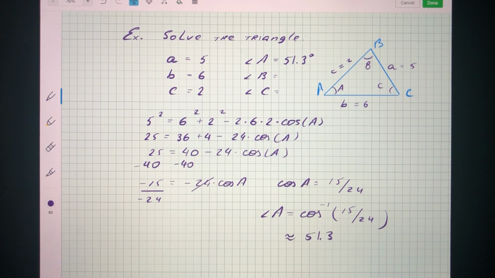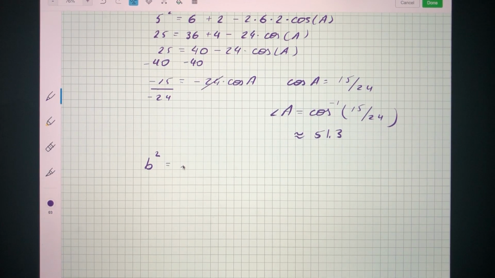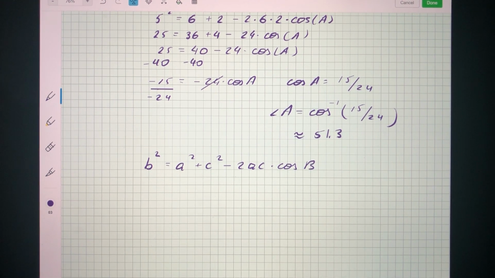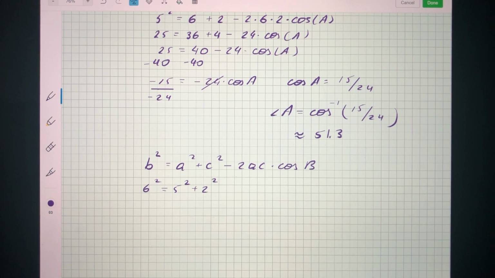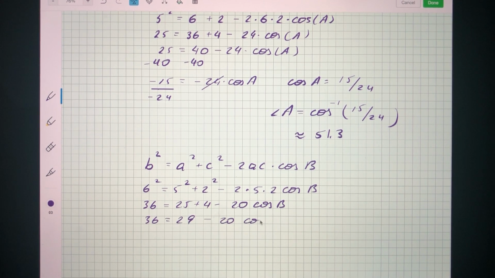So the law of cosines for the B is B squared is equal to A squared plus C squared minus 2AC times cosine of the B. The B is the 6, so we have 6 squared is A, which is 5 squared, plus C squared, minus 2 times 5 times 2 cosine B. So 6 squared is 36, is 25 plus 4 minus 2 times 5, that's 10, double is 20 cosine B. So once again, 36, we can combine 25 and 4, that's 29, minus 20 cosine B.